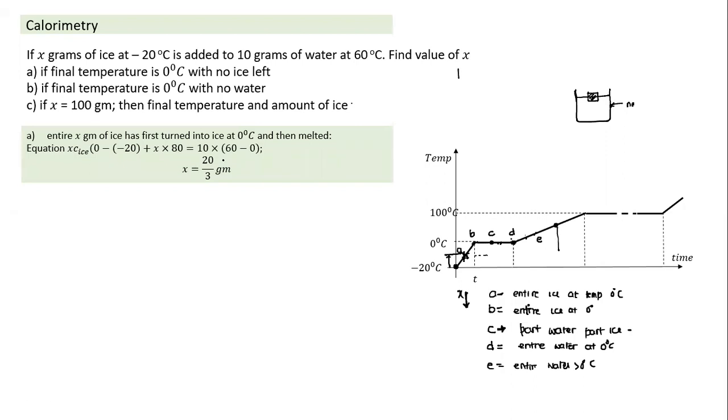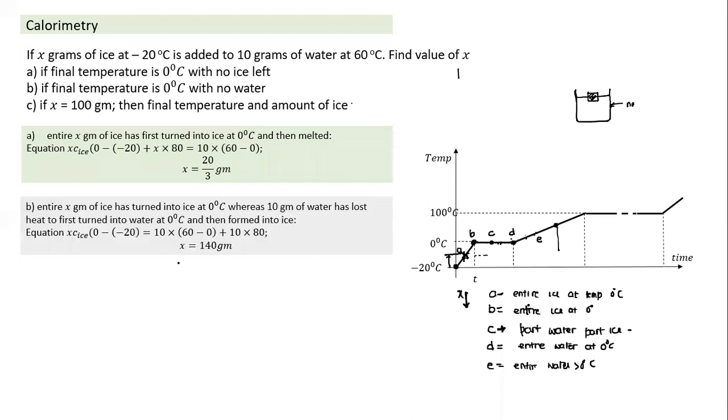So m into 60. I can calculate x here. Second part, if final temperature is 0 degree with no water, how would my equation change? No water means what? The ice, this is the state here. This is the final state. In that case, the entire x gram of ice has turned into ice at 0 degree, whereas 10 grams of water has lost heat first to turn into water at 0 degree and then formed into ice.